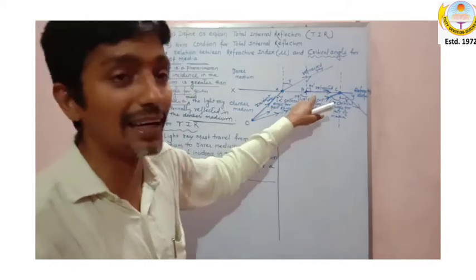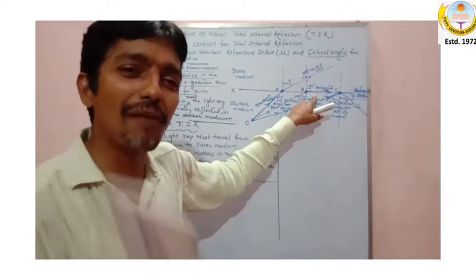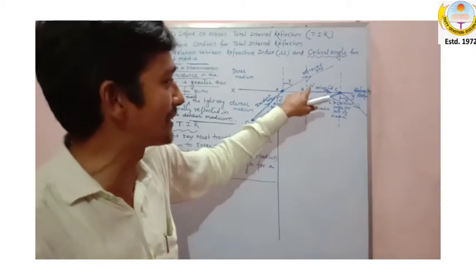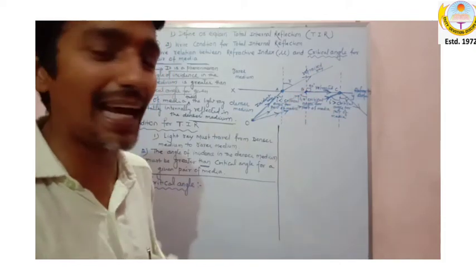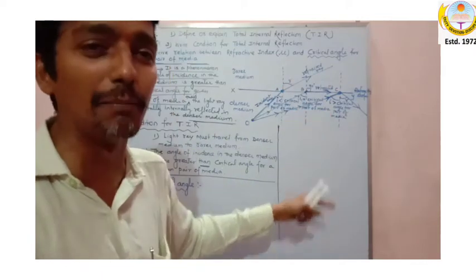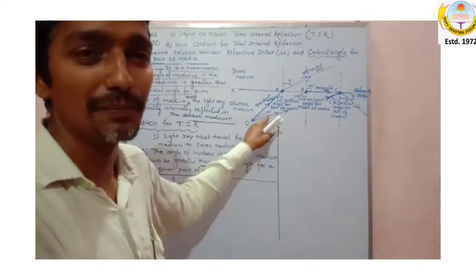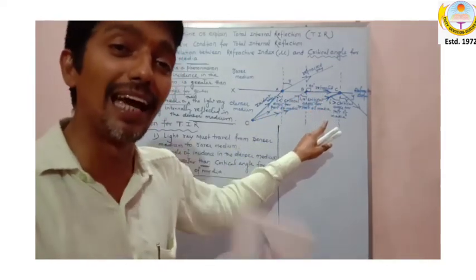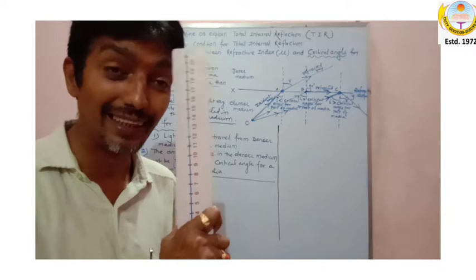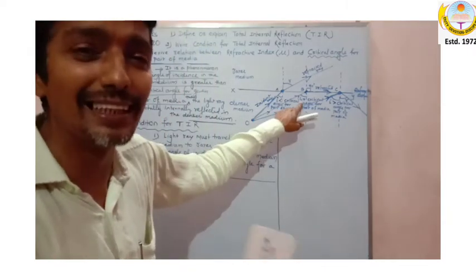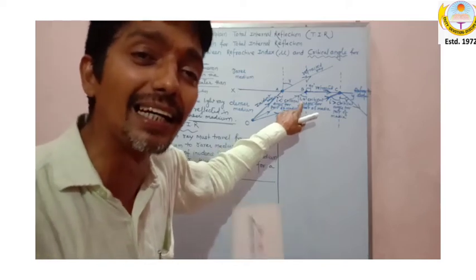By looking at the refraction, it is 90 degrees. When the angle of refraction becomes 90 degrees in the rarer medium, then the angle of incidence in the denser medium becomes equal to the critical angle. And hence it is called critical angle of incidence. This time, this angle of incidence is not just called angle of incidence; it is called critical angle of incidence.